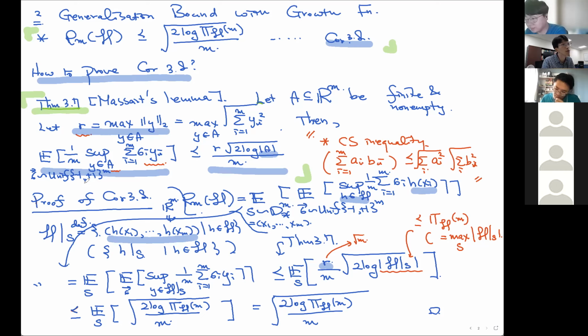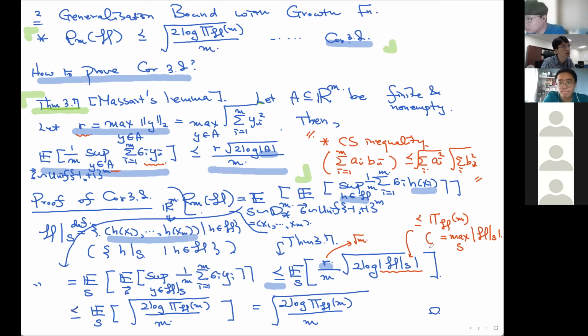So what are the key steps? The key step is that we are using the Massart lemma. Using the Massart lemma, we in a sense kick out the distribution. Still, things depend on the distribution. So we decouple the complicated quantity in the definition of the empirical Rademacher complexity into the norm part and then the size part, the cardinality part.